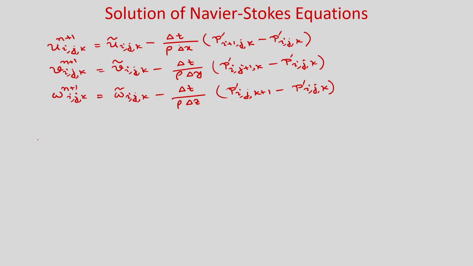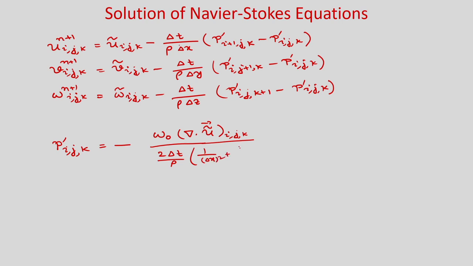In the pressure equation, to accelerate the calculation of p prime i j k, some over relaxation factor is used. So, you can write omega naught, which is your over relaxation factor, times divergence of u tilde, at i j k of the main cell, divided by 2 delta t by rho into 1 by delta x square plus 1 by delta y square plus 1 by delta z square. Here this omega naught is known as the over relaxation factor.